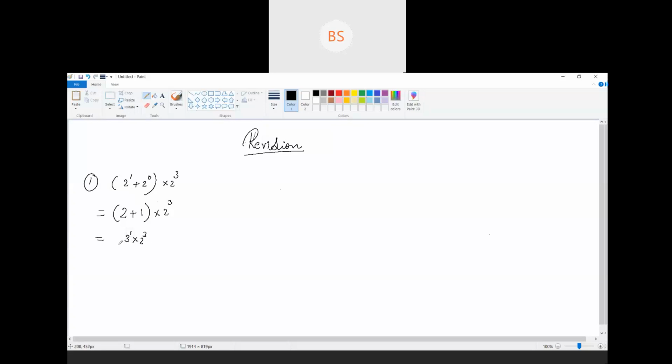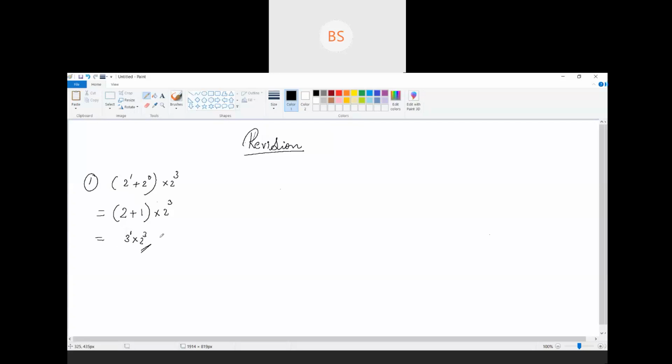Now are the bases same? No, ma'am. Are the exponents same? No, ma'am. So can we simplify this? We don't have any law for this, no? So this will be the answer. Understood? Okay, ma'am.